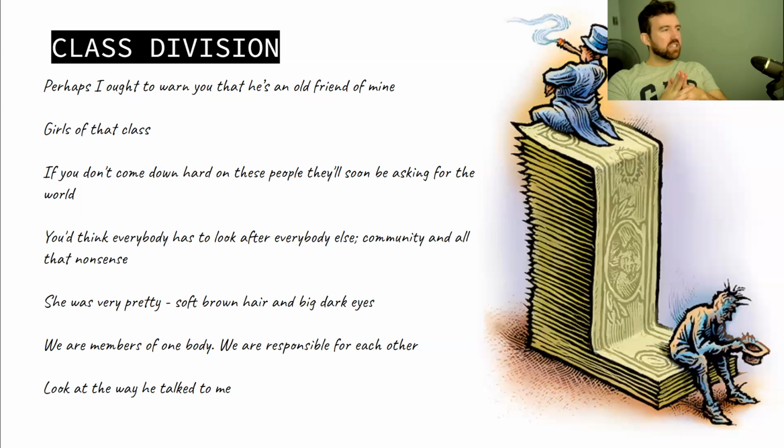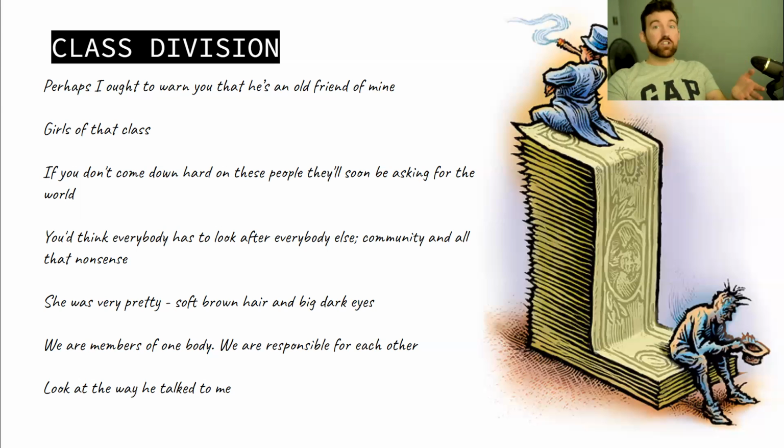You think everybody has to look after everybody else, community and all that nonsense. So another quote that would go with this, which I haven't got in this long list, is where Mr. Burling is talking about how socialists think that we're all bees in a hive, and he says it's nonsense that we're all bees in a hive.